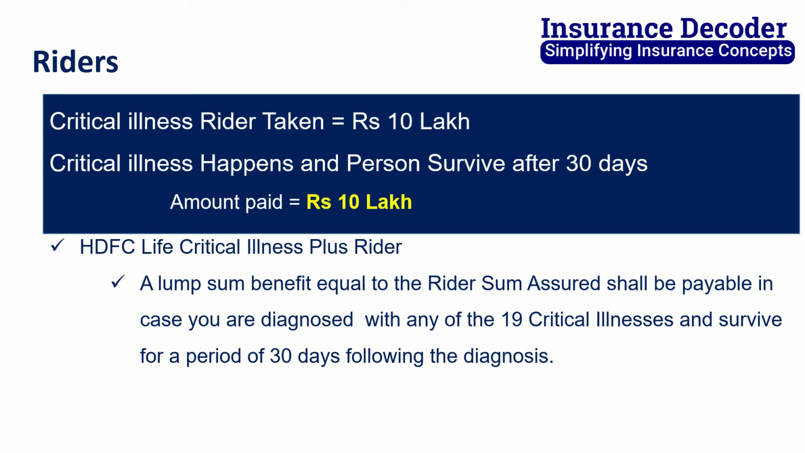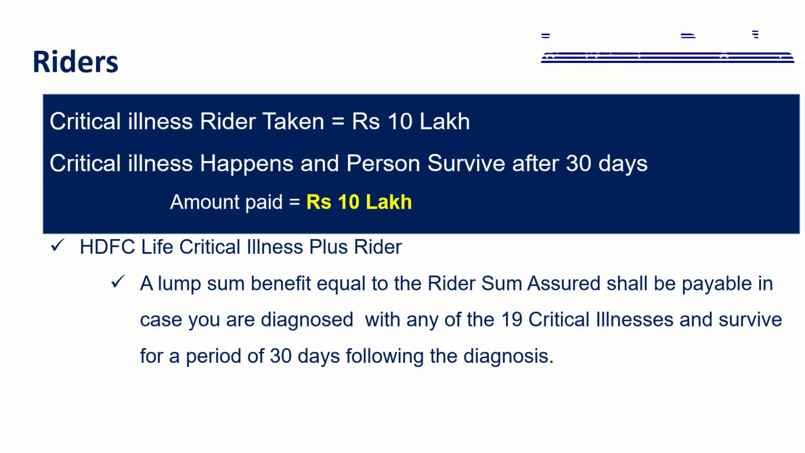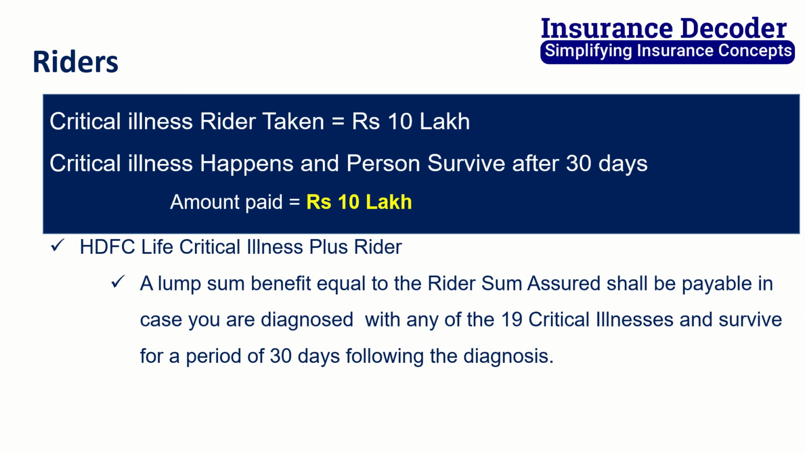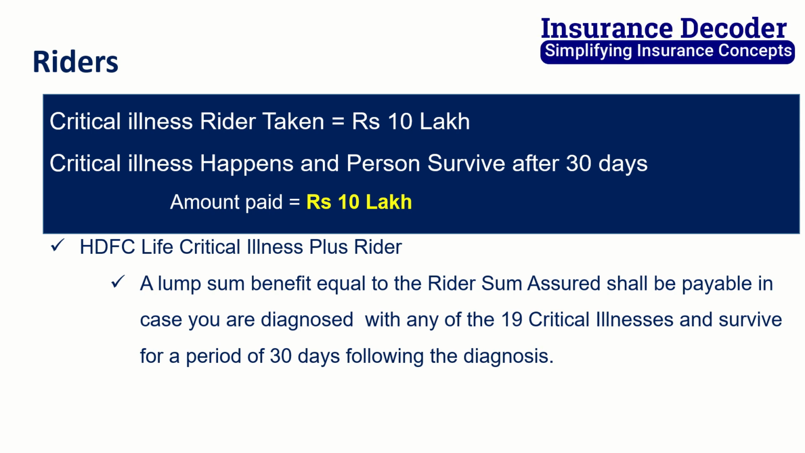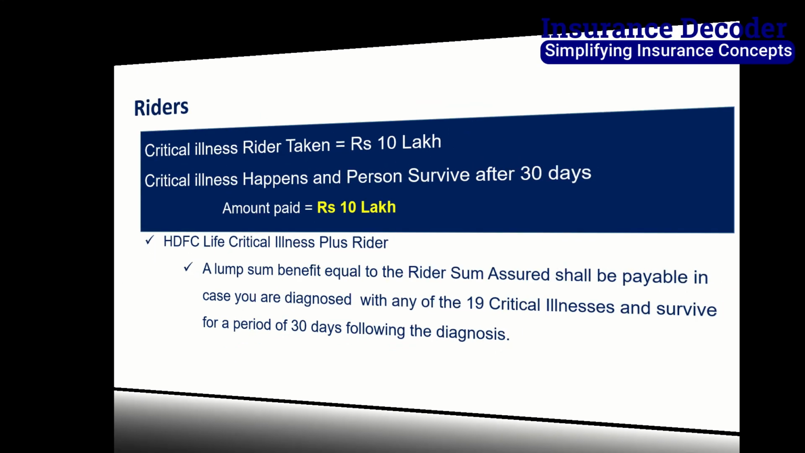If the person dies after the critical illness happening, suppose a heart attack is a kind of critical illness covered in this policy. So if a person has a heart attack and he remains alive after 30 days, then the insurance company will pay him 10 lakh rupees. If he dies within 30 days, then the nominees will get only the sum assured amount.